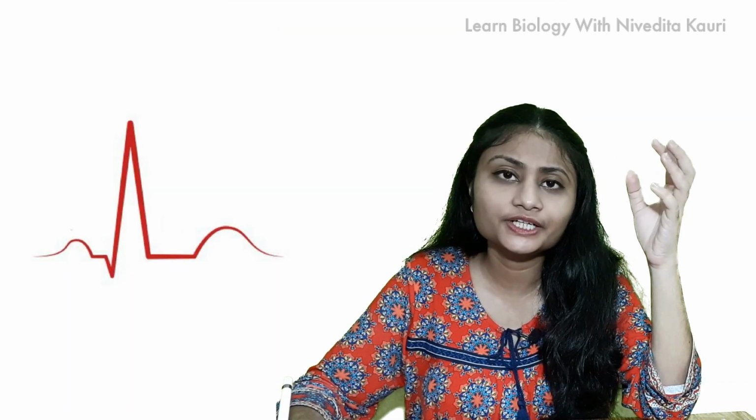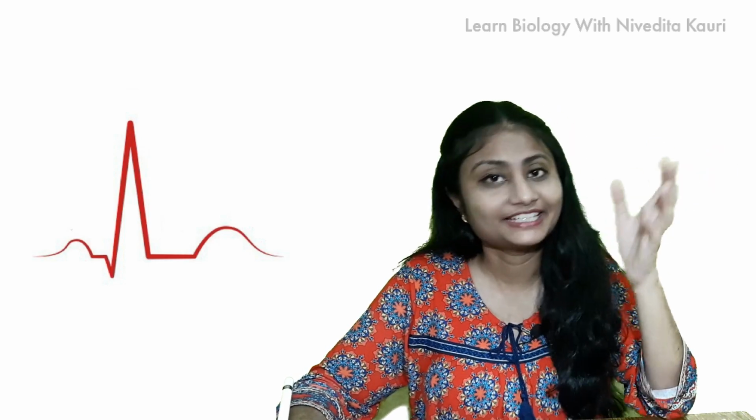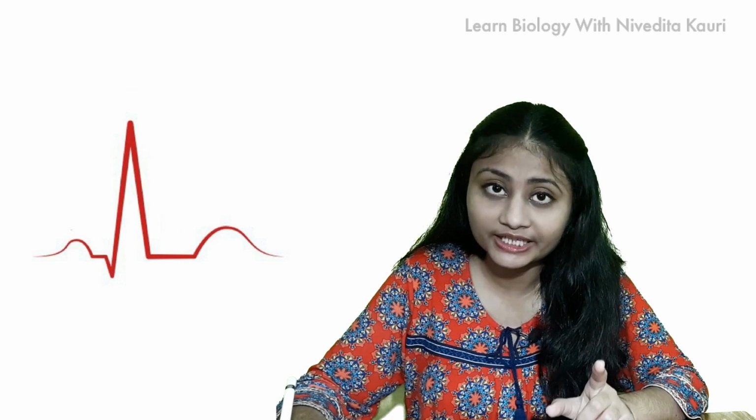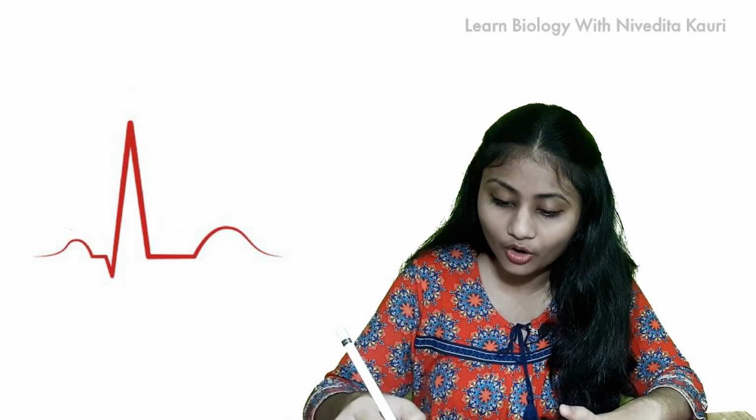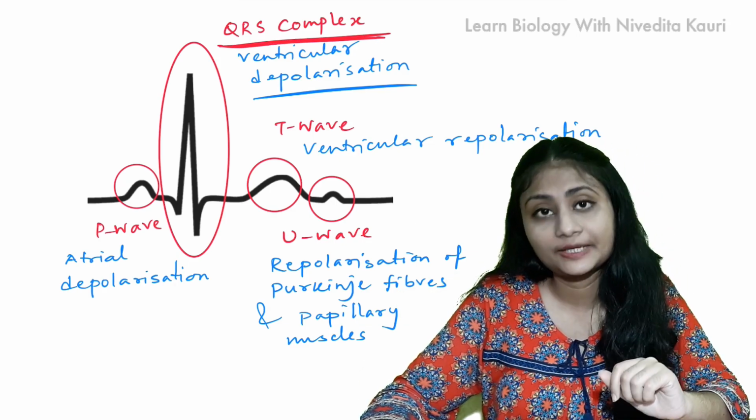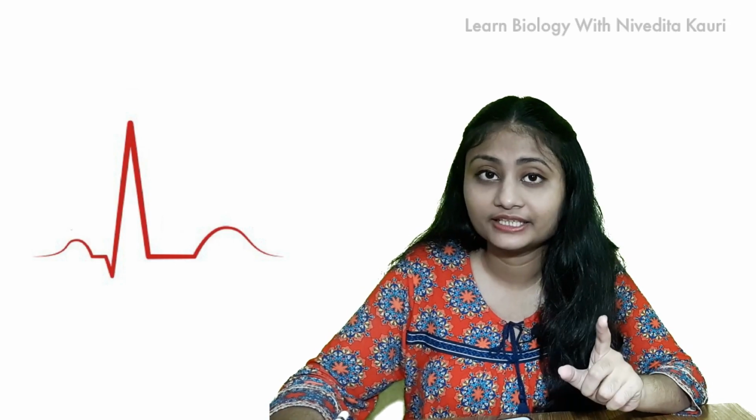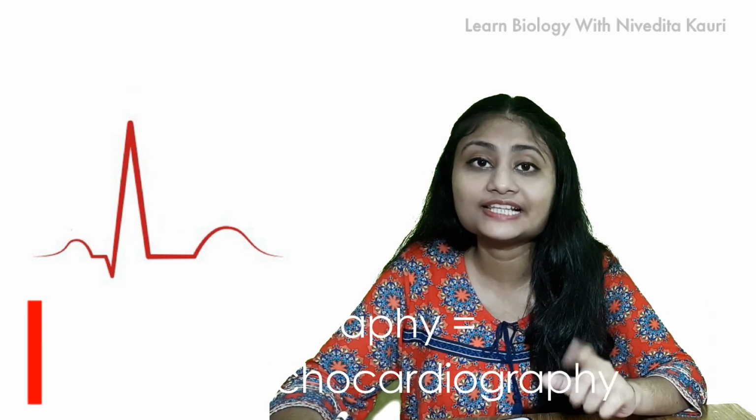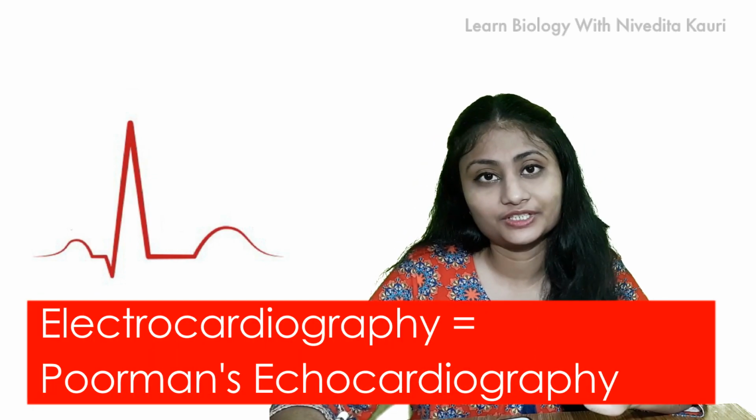Now you tell me, can we determine heart rate from ECG? Yes, we can. We can determine the heart rate by counting the number of QRS complex for a given time period. Apart from determining the heart rate, ECG has a great clinical significance. That's why electrocardiography or ECG is also known as poor man's echocardiography.